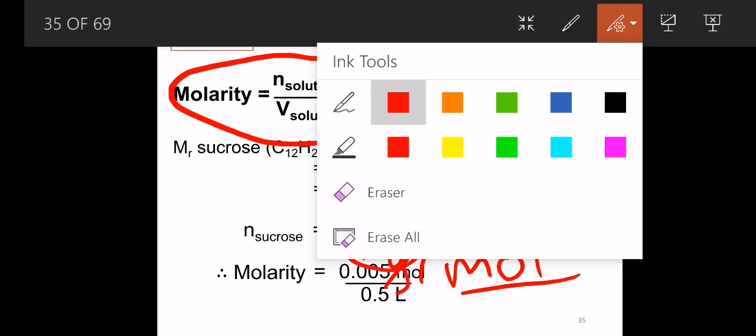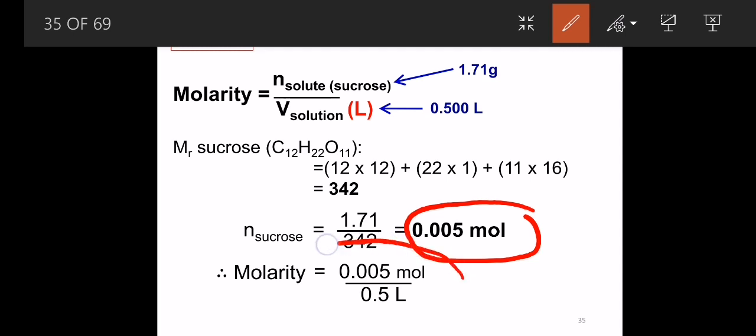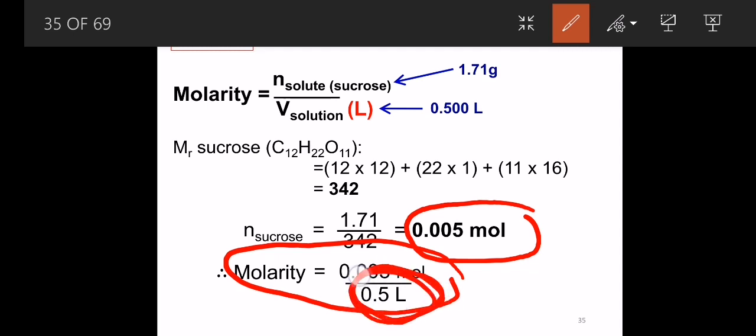Erase all. Alright. Okay. So you will manage to get 0.005 mole of sucrose. So from this answer, you will get the molarity equal to 0.005 mole divided by 0.5 liter. Please make sure it is in liter, guys.